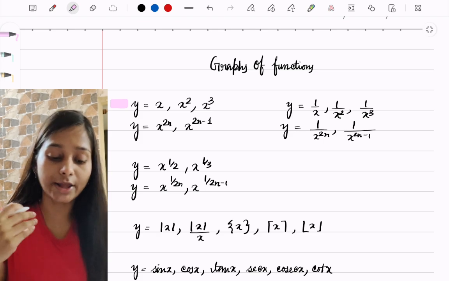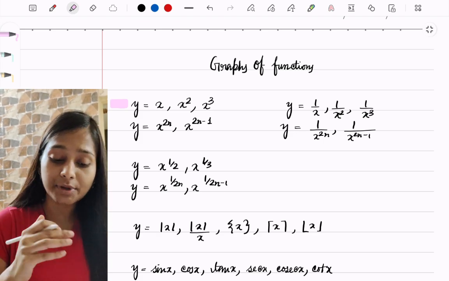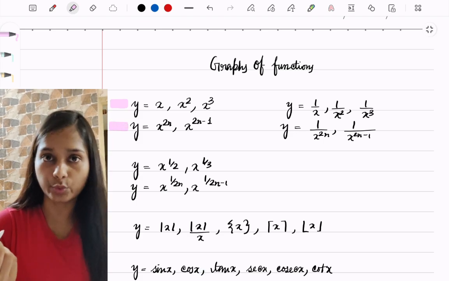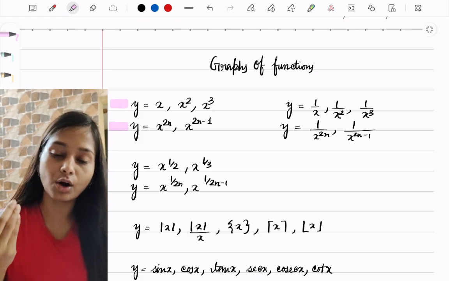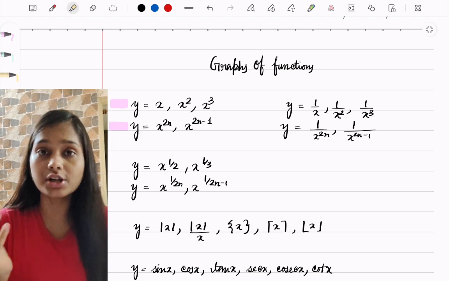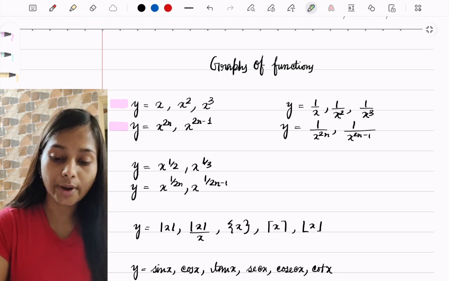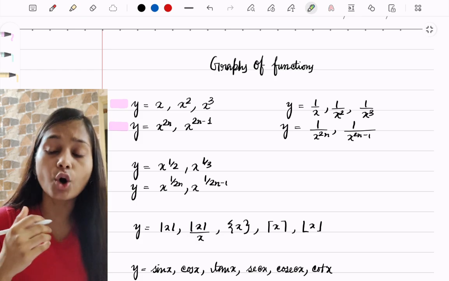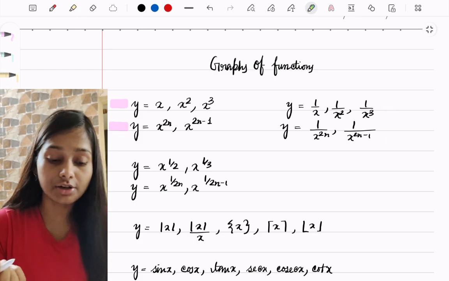And these y equals x, y equals x squared, y equals x cubed, these graphs can be generalized into the graphs of y equals x power 2n, which are the even powers, and x power 2n minus 1, which are the odd powers. Also, I will be discussing the graphs of rational functions. So these y equals x, y equals x squared, these are all the algebraic functions, or moreover polynomial functions. Here we have the rational functions.